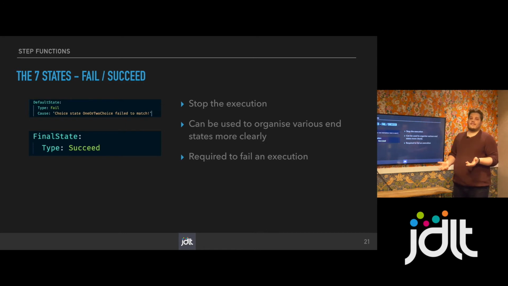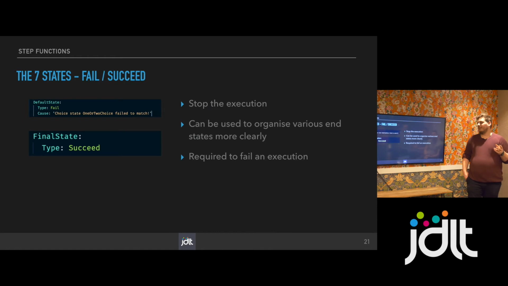Next one is fail and succeed. Again, extremely self-explanatory. If you don't want to have one of your other states specified as an end state, you can use these states. Type fail will simply, once reached, end the execution and log a failure. You can put a cause in, so it's basically like an error message. And the final state, type succeed, is literally just that, you're done.